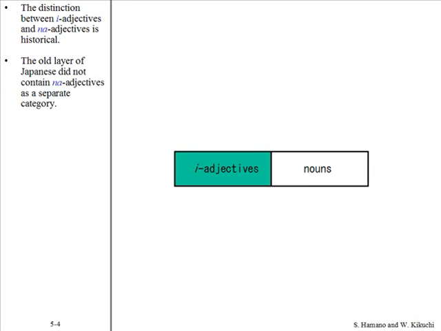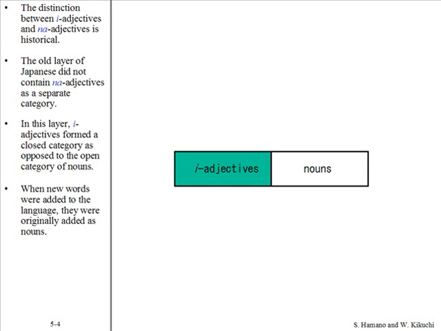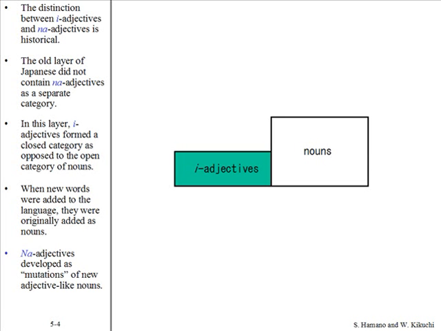The distinction between I-adjectives and na-adjectives is historical. The old layer of Japanese did not contain na-adjectives as a separate category. In this layer, I-adjectives formed a closed category as opposed to the open category of nouns. When new words were added to the language, they were originally added as nouns. Na-adjectives developed as mutations of new adjective-like nouns.